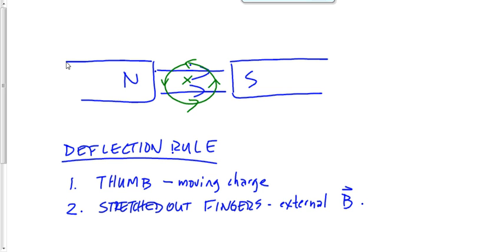In this example, it was this magnetic field, the one that points to the right, the one that's caused by the magnets. Maybe the external magnetic field could be produced by a bar magnet. Maybe it's produced by an electromagnet. Maybe it's produced by the Earth. It's something that's already there, not the field that's caused by the moving charge.